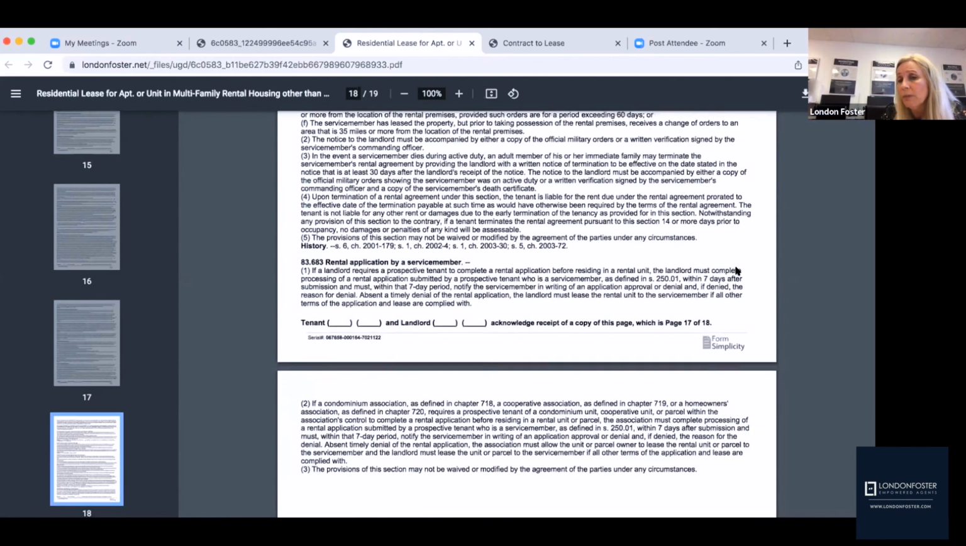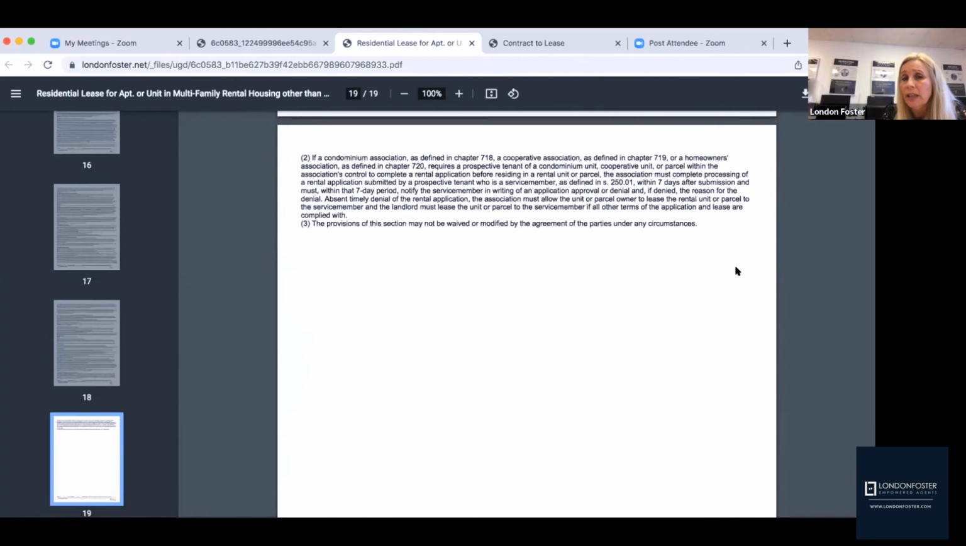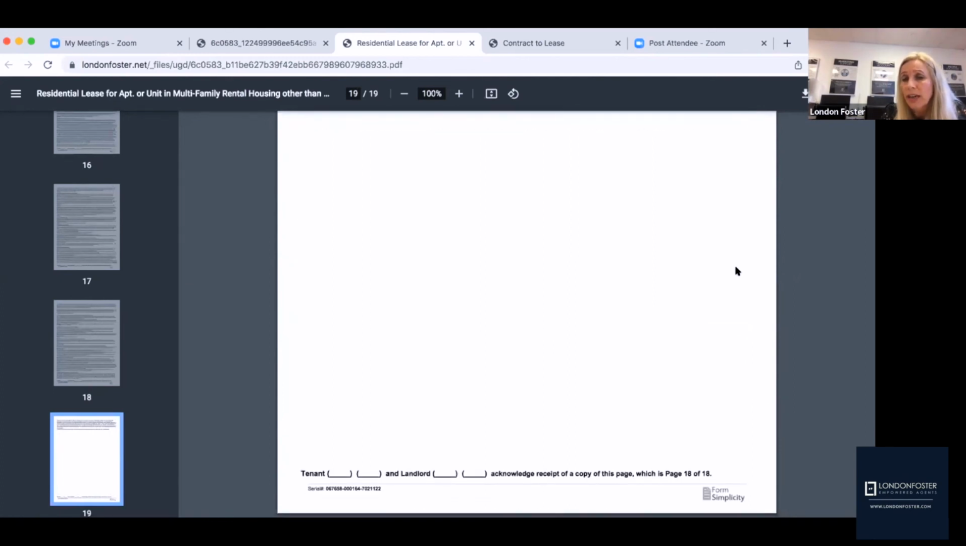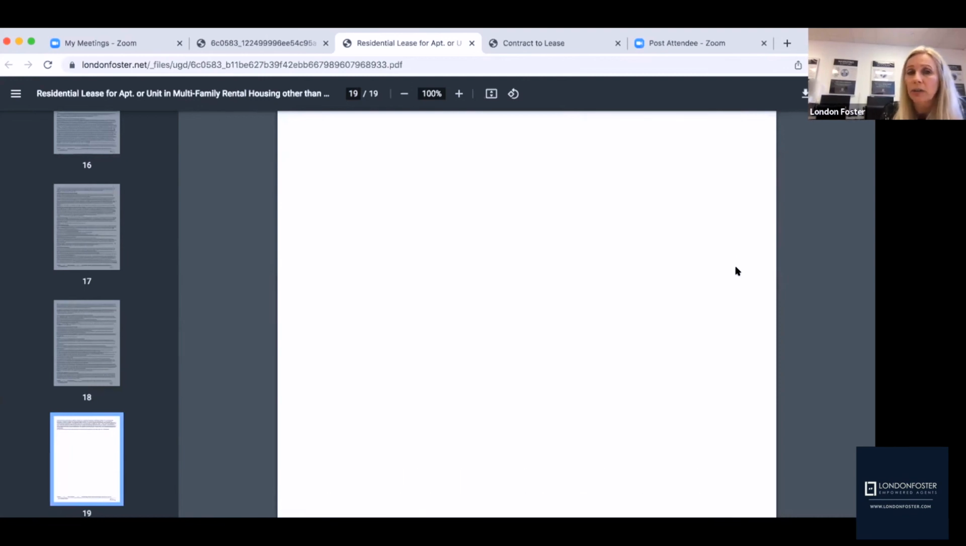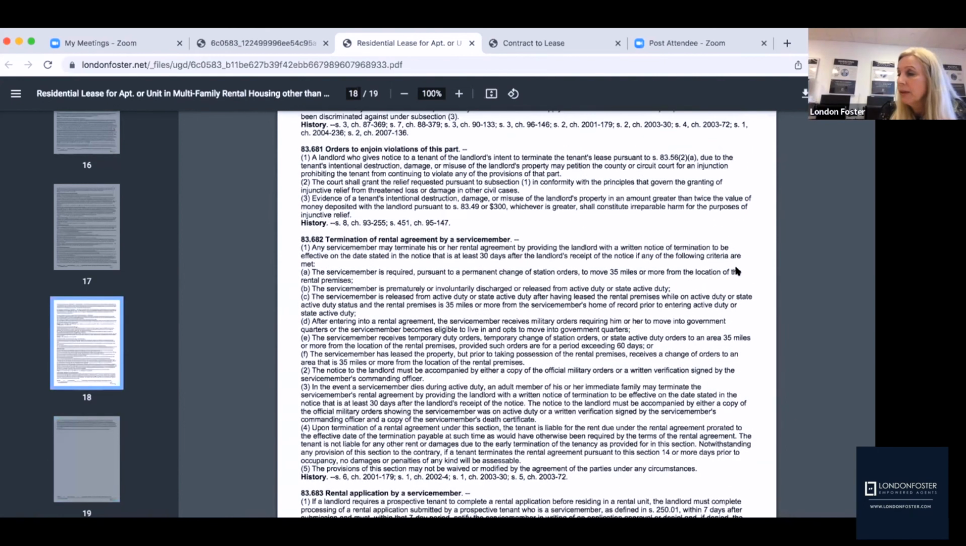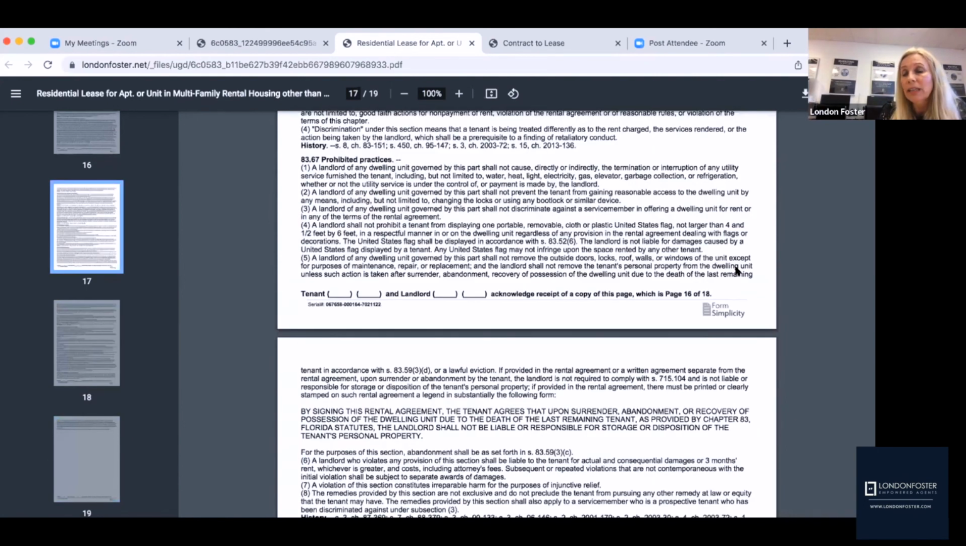London Foster always keeps the most current leases and contracts up to date. So we've got your back there. And also on Form Simplicity, they generally keep the most up-to-date contracts there. So make sure you're always using the most updated contract. So that concludes the lease and the contract to lease.